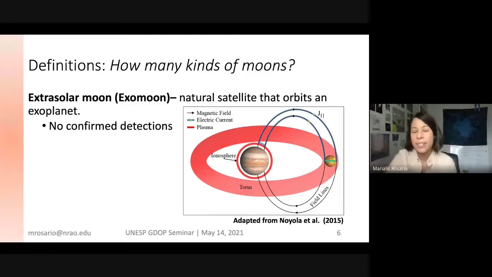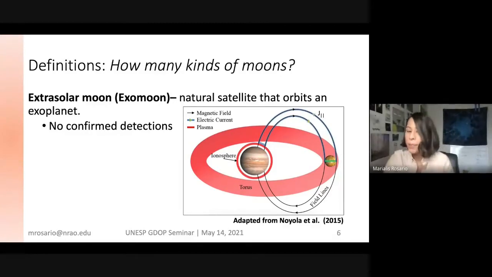This difference in velocity gives rise to unipolar induction, where electrons are induced into Jupiter's magnetic field lines, and these electrons travel through these field lines and create a current. This current, once it reaches the pole of Jupiter, emits a very characteristic radio emission. And so the way Noyola, in 2015, who proposed this, approaches it is: if this happens in our solar system, could it happen outside our solar system? And could we use this to detect exomoons?